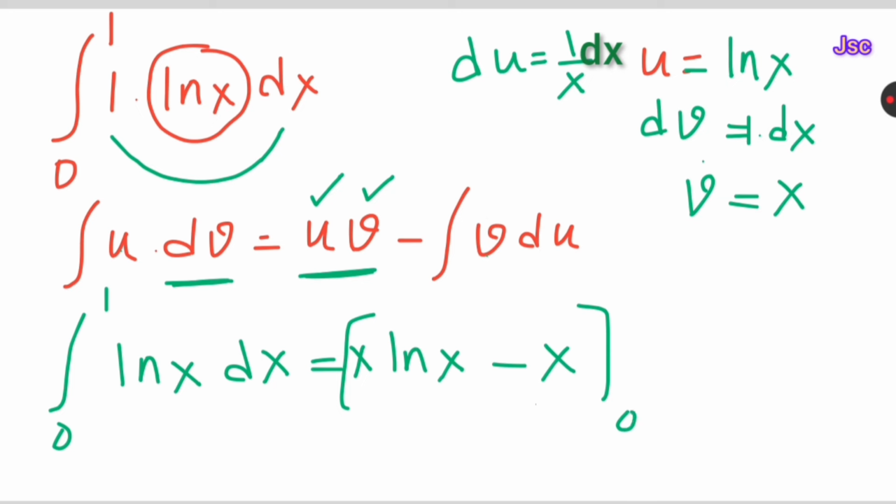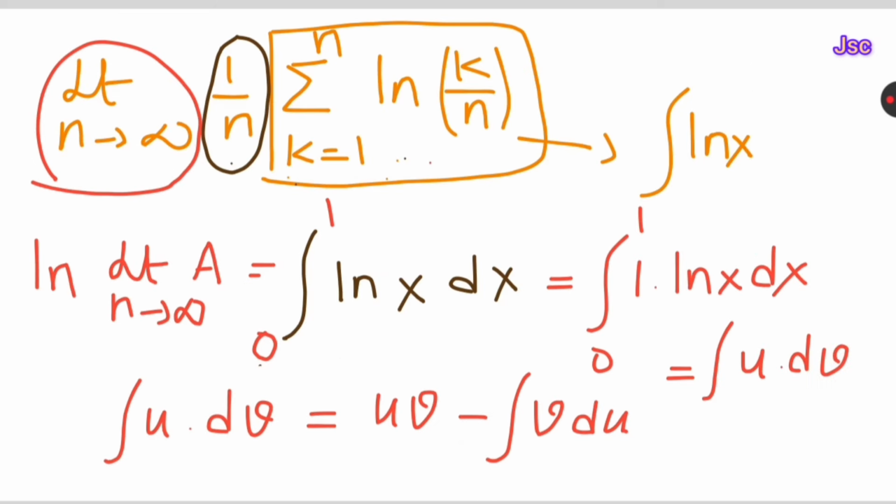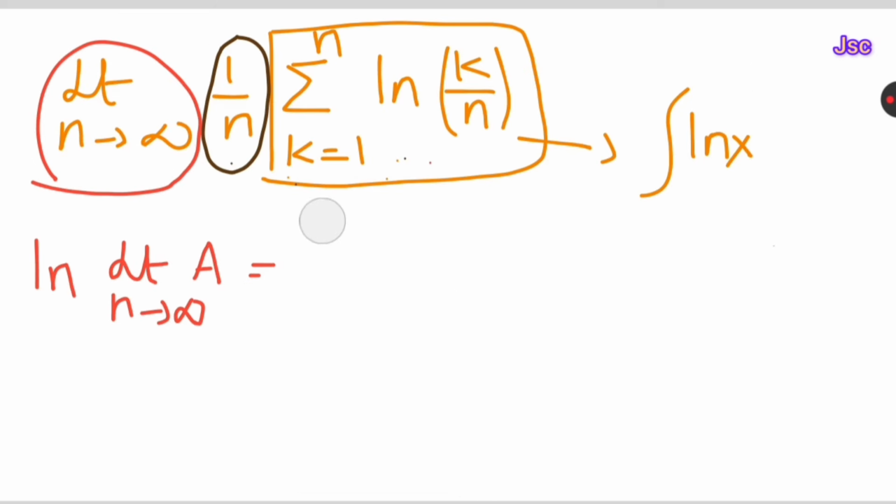The lower limit is 0, upper limit is 1. Let's apply the upper limit first. So 1 times ln 1, the value is 0. So let's write 0 minus 1. So the upper limit turns into 0 minus 1, which gives minus 1. This is the upper limit. Minus the lower limit: 0 times ln 0 gives 0 only, minus 0. So the lower limit is all 0, and we are left with only minus 1. So this value is minus 1.